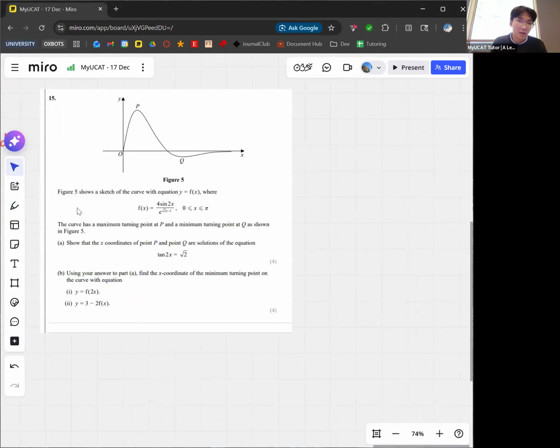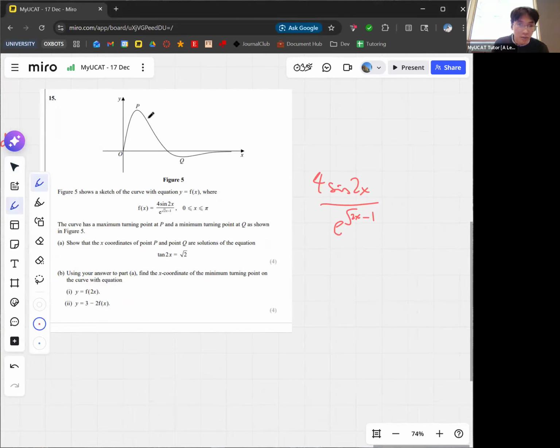Okay, question 15. Here is a sketch of the curve with equation this. I get something that looks like 4 sine 2x over e to the square root of 2x minus 1. Well, goodness me, that looks terrifying, right? Let's take it step by step.